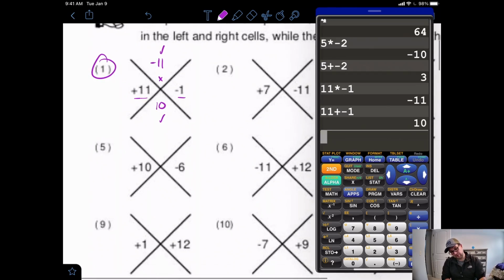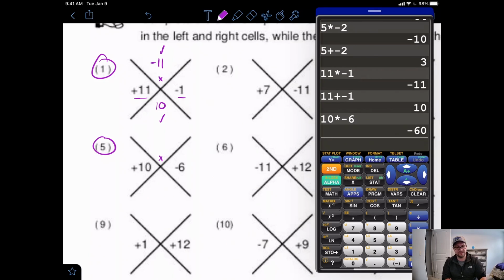Let's do another one. How about number 5? Now remember, to get the top, we want to multiply those numbers together. So 10 times -6, that's -60. And then to get the bottom number, we want to add those numbers. So since it's a 10 and a -6, we can say 10 minus 6 if we want. So 10 minus 6 would give us 4. Notice that's the same thing as saying 10 plus a -6. We get 4 either way. Once you get those two numbers, you're done.